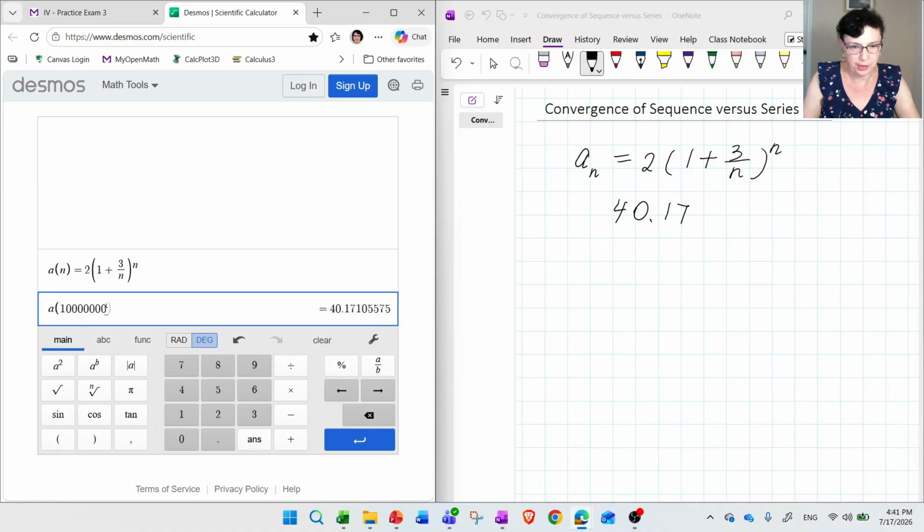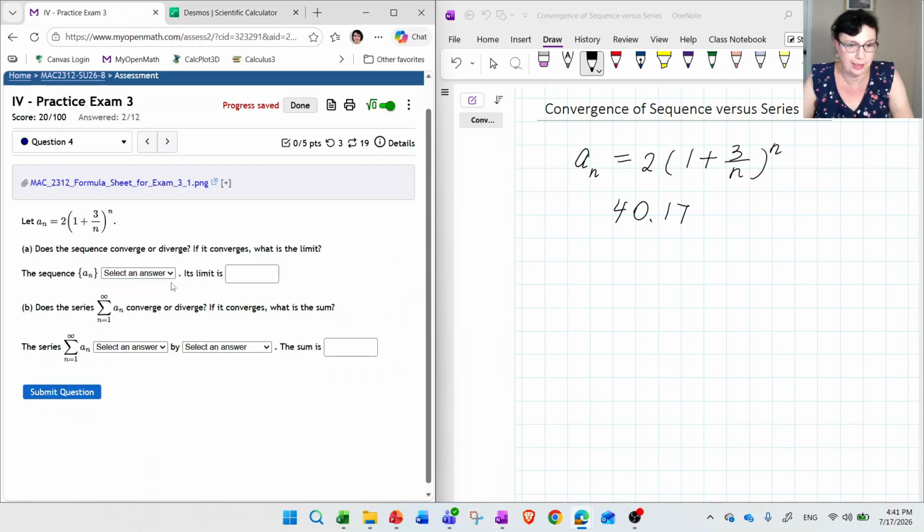If I add another zero, again, it's 40.17, and it's not really changing that much, especially in the first few decimal places. Let's try again. Again, it's the same number. So at this point, I think the sequence is going to converge. At least I know that that's going to happen. Now, to figure out the limit, I have to know more.